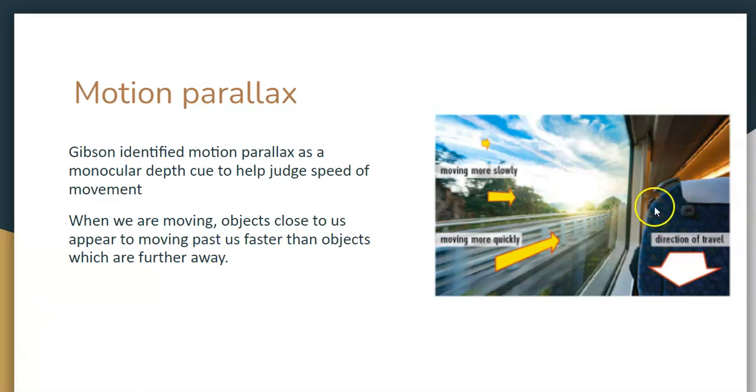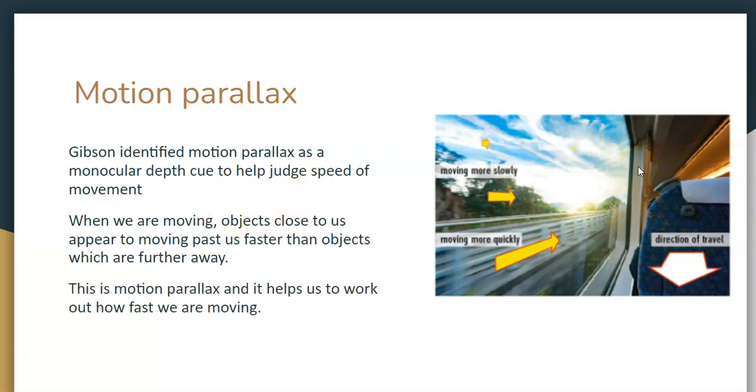So if we look at this image here, the train is travelling in this direction and this barrier here is really close to us and it looks like it's moving really fast. Whereas the trees, which are slightly further away, seem to be moving more slowly, as do the clouds. Again, much further away, so appear to be moving much, much more slowly. And this motion parallax helps us work out, again, how fast we are moving. Like Gibson says, we can get everything we need from our surrounding environment.